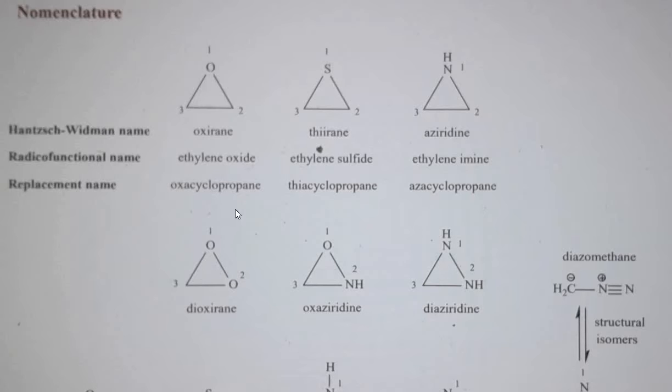Now, replacement name. You know this is cyclopropane. So, oxacyclopropane. This is also cyclopropane, so thiacyclopropane due to sulfur, and azacyclopropane. Now you understand replacement nomenclature. The base is cyclopropane; aza, thia and oxa are there, giving azacyclopropane, thiacyclopropane and oxacyclopropane.